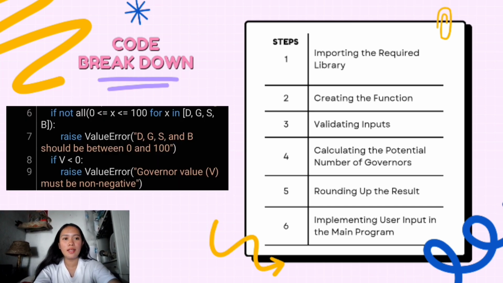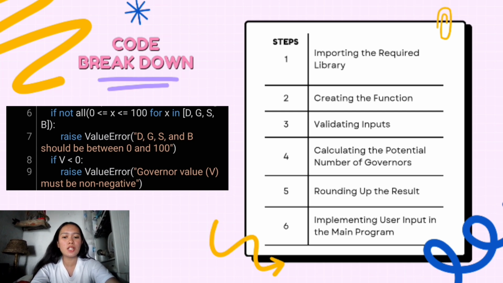Step 3. Validating inputs. Before performing any calculations, the program ensures that the input values are within acceptable ranges. D, G, S, and B must be between 0 and 100 to ensure valid percentage-like values, while V must be non-negative because a negative governor value doesn't make logical sense. If any input is out of range, the program raises a ValueError, preventing invalid calculations.